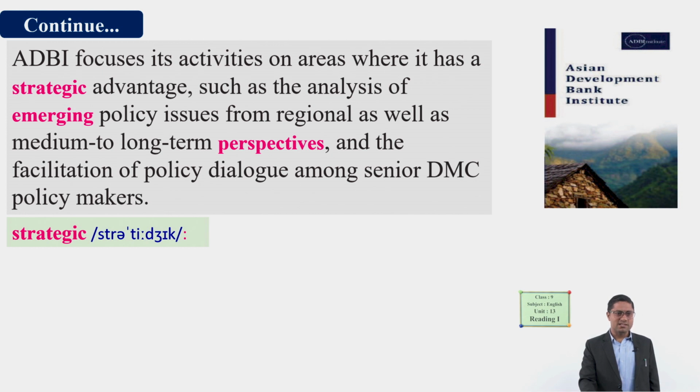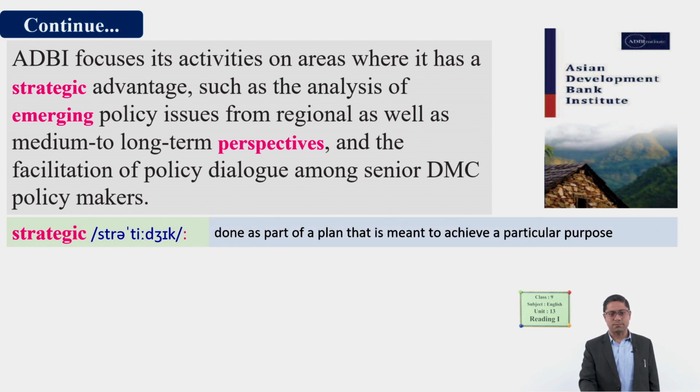So, see there, ADBI focuses its activities on areas where it has a strategic advantage. So, see there strategic advantage. What do you mean by this word? Strategic. Okay. Done as part of a plan that is meant to achieve a particular purpose. So, you need to know here the activities of ADBI are focused on areas where it has a strategic advantage. For example, such as the analysis of emerging policy issues from regional as well as medium to long term perspectives, and the facilitation of policy dialogue among senior DMC policy makers.